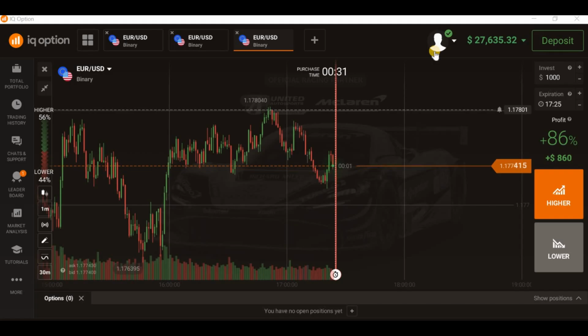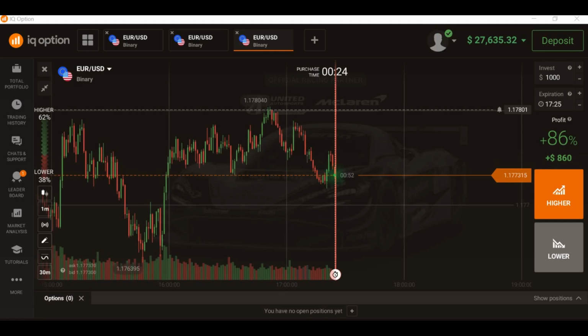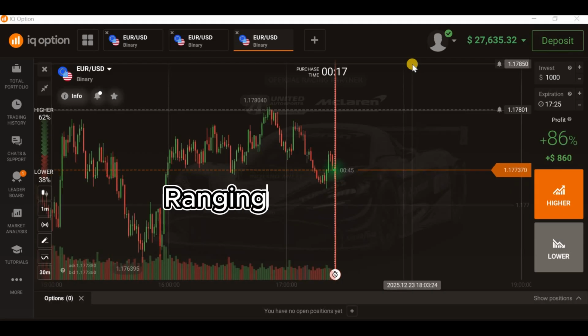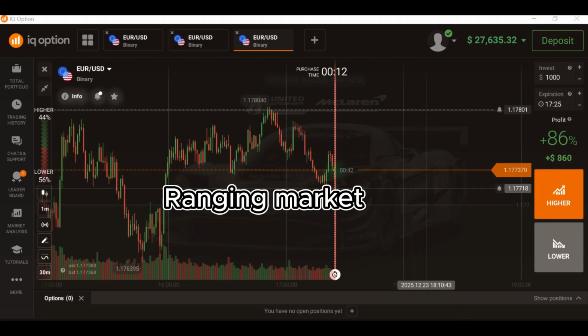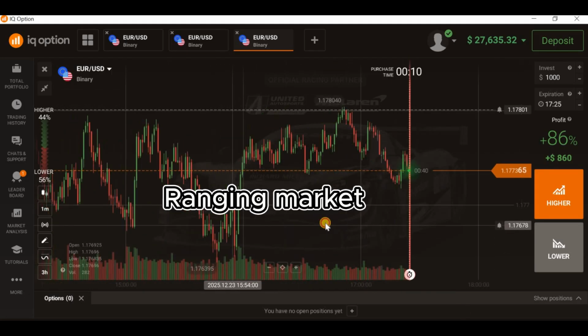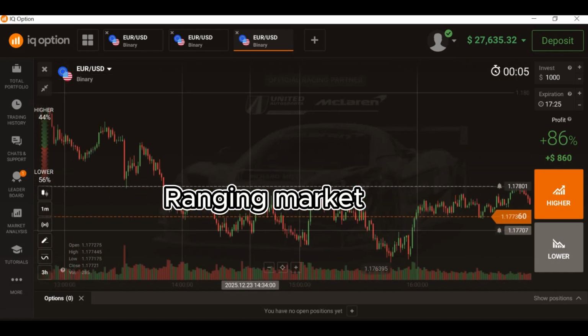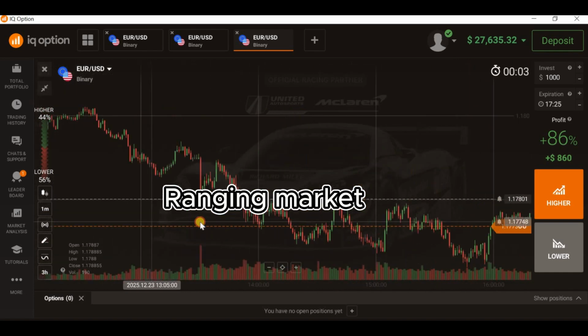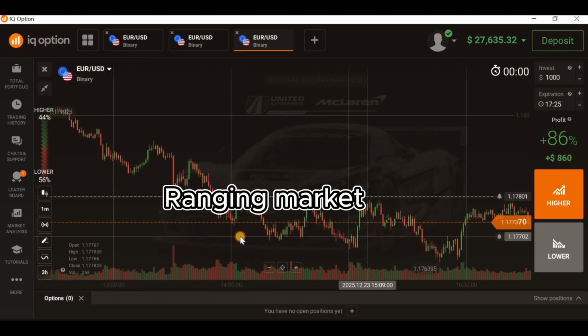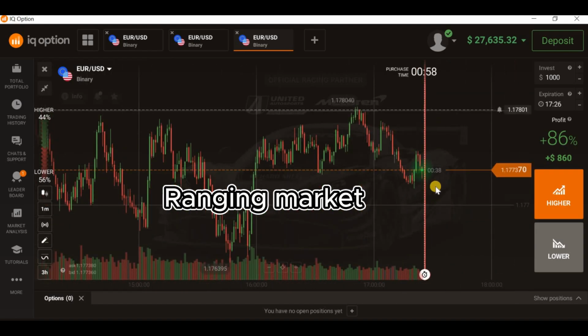So in today's video, I wouldn't want to do any trade. I'll do some trade, but then I want to talk much more about the market and its behavior itself. Right here in front of us, we have a ranging market, a very wide range. You can see it was trending down, now it's ranging. When it's ranging like this, it may go up or down.